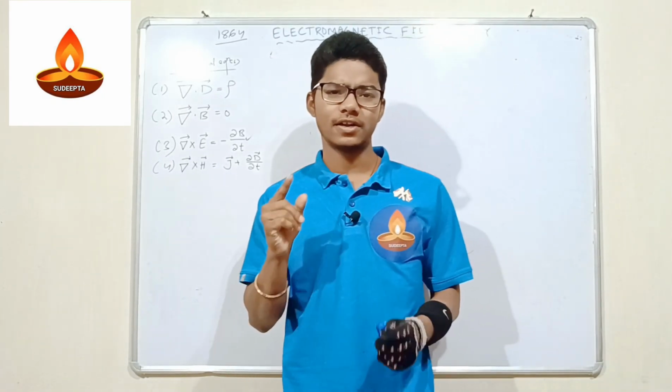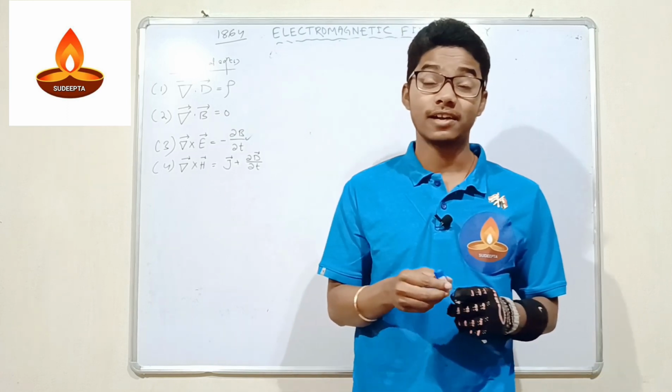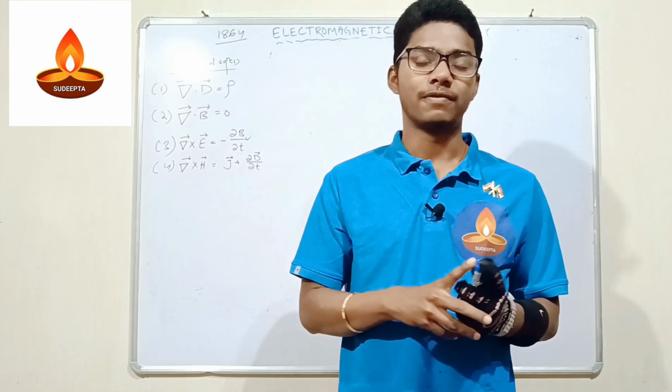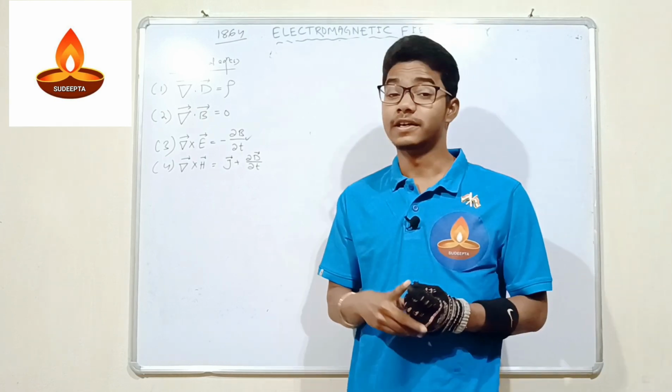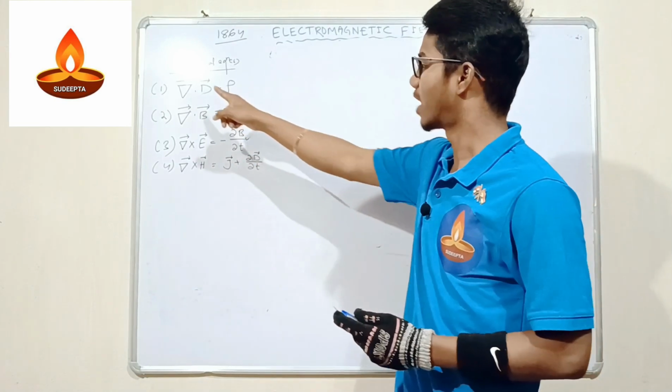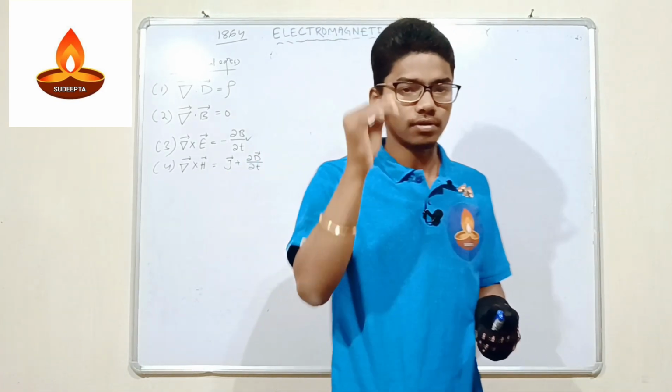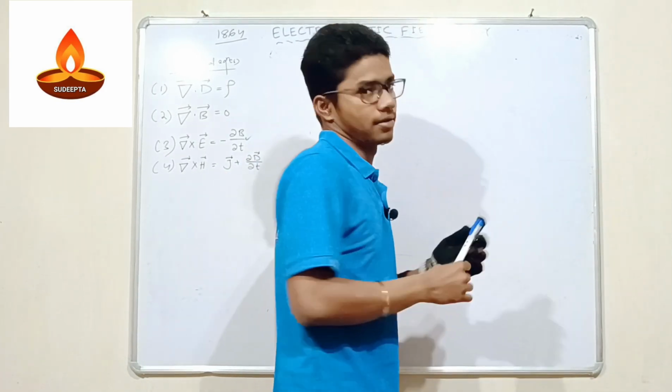In the previous video I told about the integral forms derivations equations, and in this video I am going to derive the first equation of the four differential equations, that is divergence of D is equal to rho. So without wasting time, I just want to start the video.